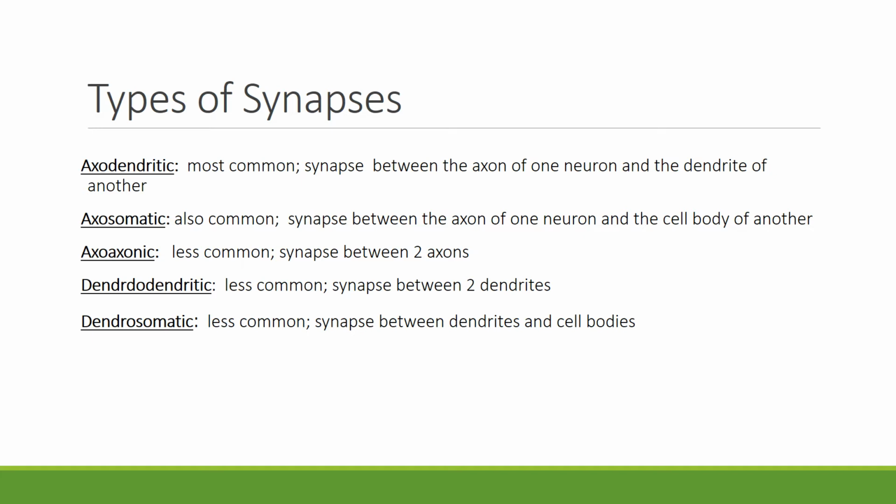Soma means body. Axoaxonic is less common, and it's a synapse between two axons. A dendrodendritic is less common, and it's a synapse between two dendrites. A dendrosomatic is also less common, and it's a synapse between dendrites and cell bodies.